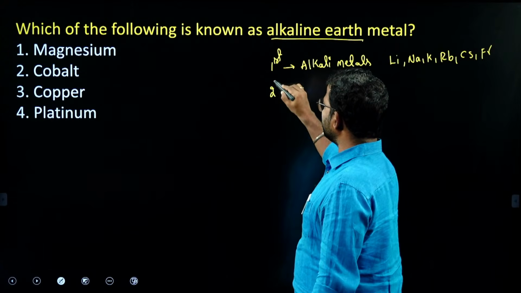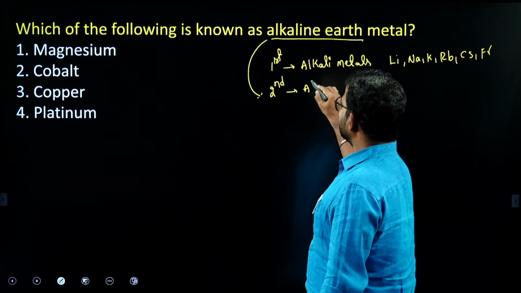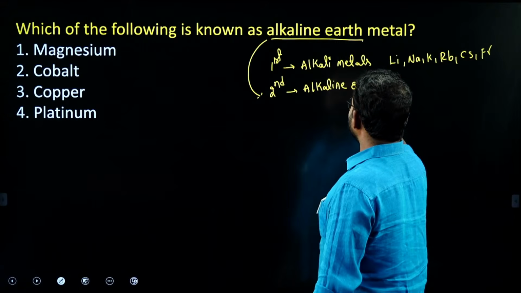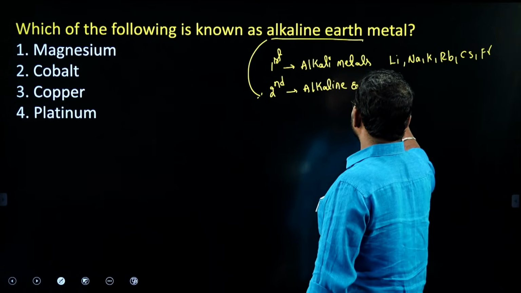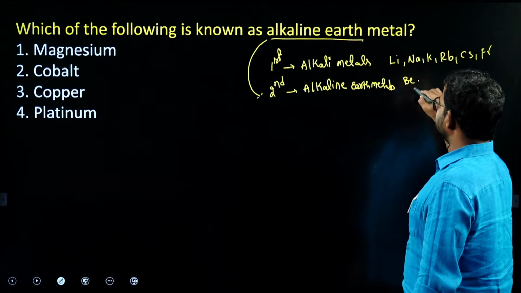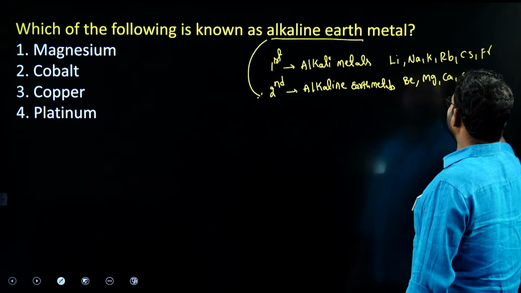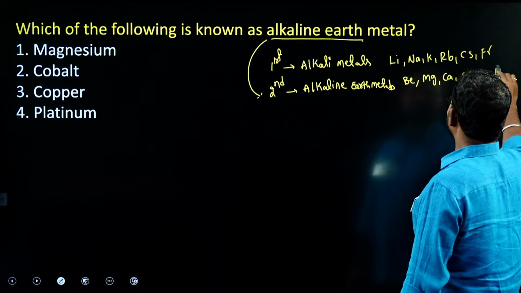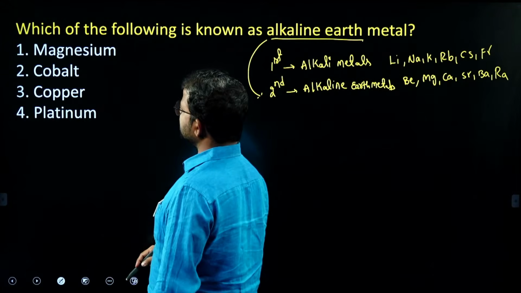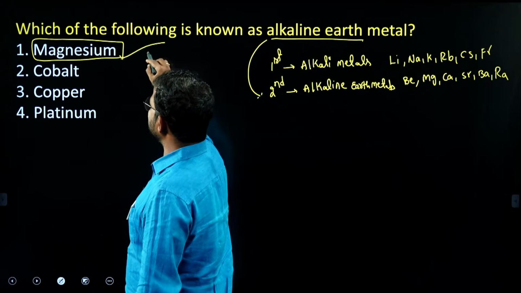Next, second group elements. These second group elements are called alkaline earth metals. Here we have beryllium, next magnesium, calcium, strontium, barium, next radium. So these are second group elements. Here they mentioned the second group elements. Now, of course, here it is magnesium. Option A is the correct answer.